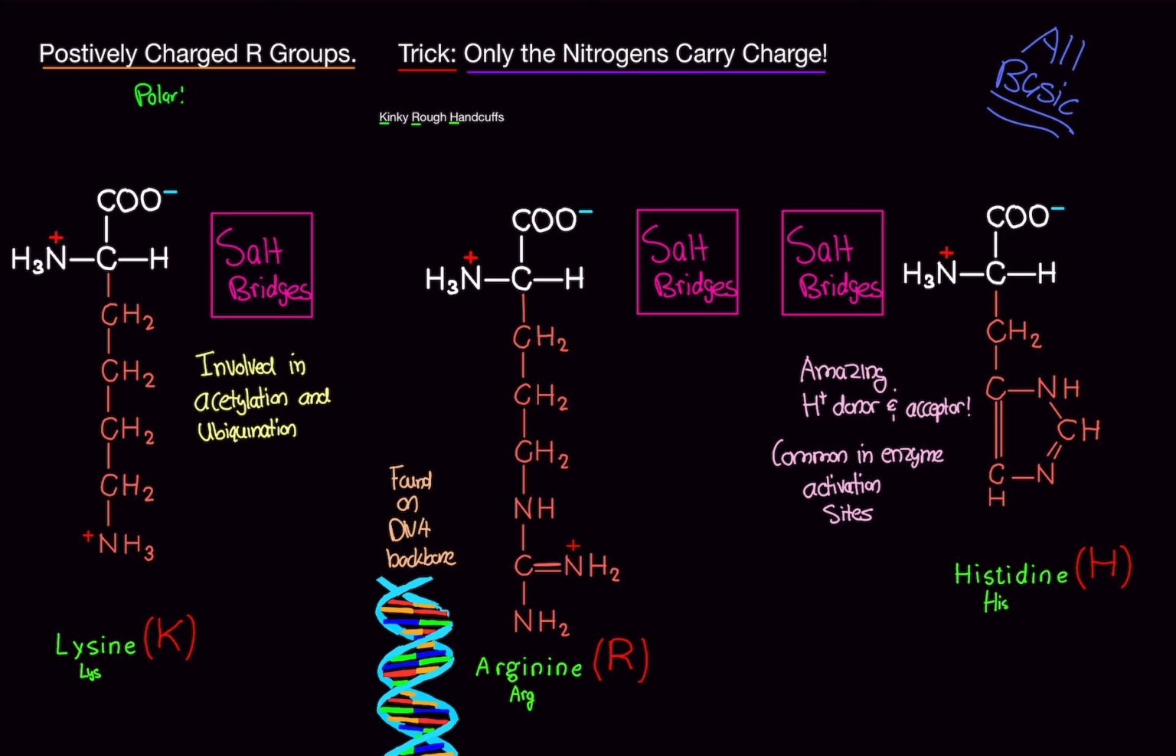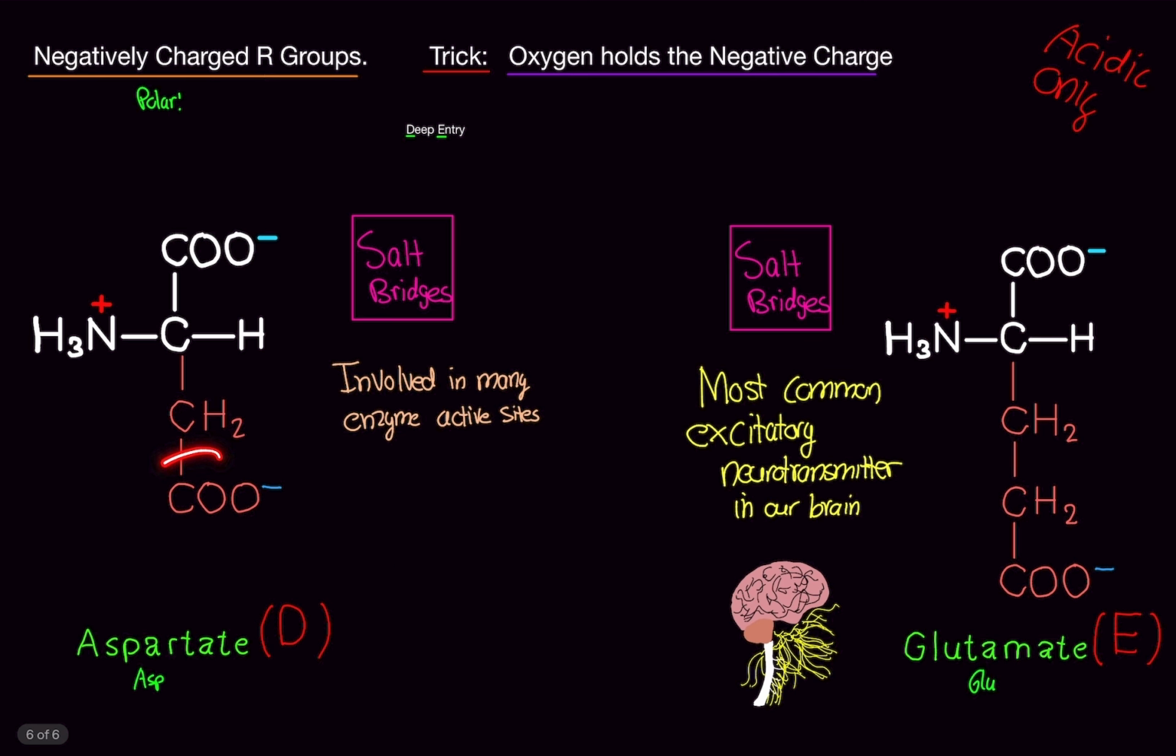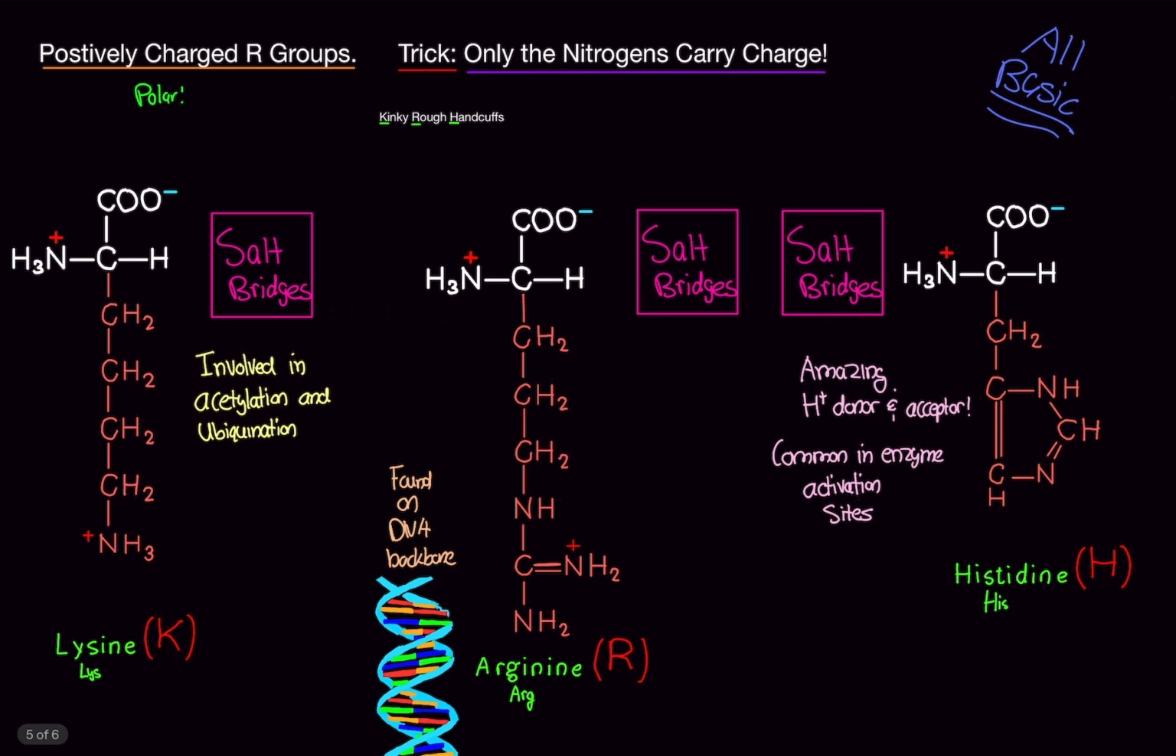Now let's do the positively charged R groups. Here is the trick. Only the nitrogens carry the charge. So you're going to see nitrogens in all the positively charged R groups. What's easy to remember is the positively charged R groups have nitrogens or amino groups. The negatively charged only have carboxylate ions, so no nitrogens whatsoever. They are all basic and they're all polar. So here's just basically a chain of CH2s with the amino group at the end. That's lysine.